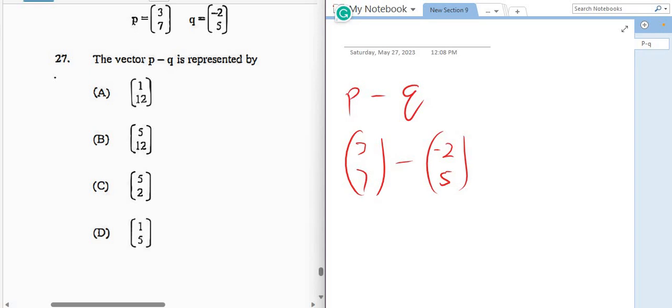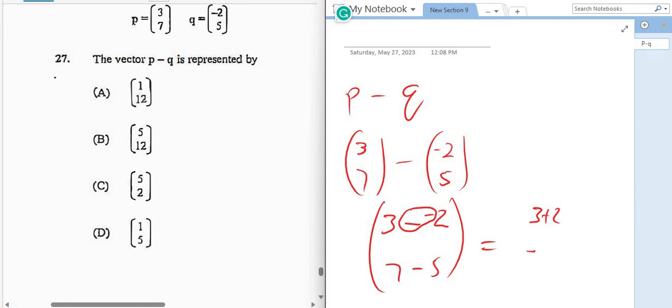You subtract. The top row, I mean the 3, so it's 3 minus negative 2. What's 3 minus negative 2? And this is 7 minus 5. When you subtract the negative, what do you get? It'll be positive, so 3 plus 2, which is 5. What's 7 minus 5? 2. So it'll be 5, 2. Be careful, because you might be tempted to put a plus.